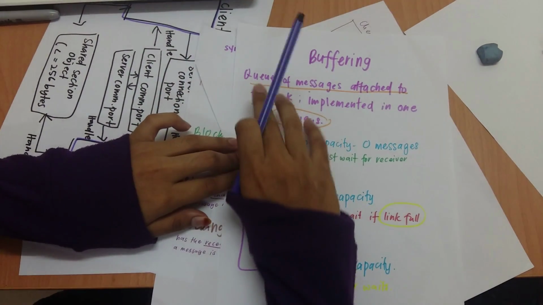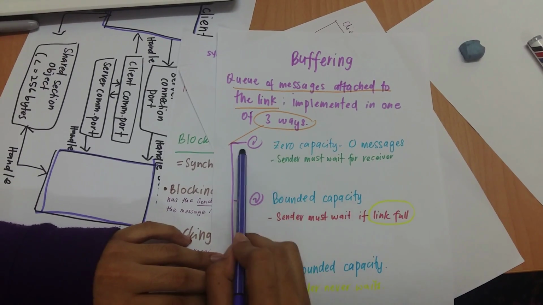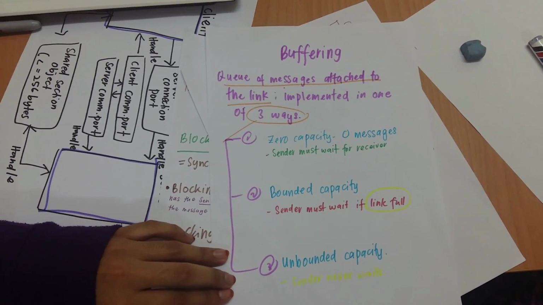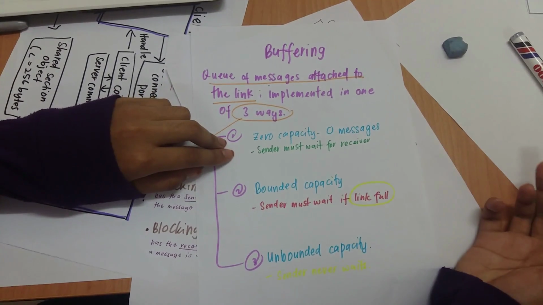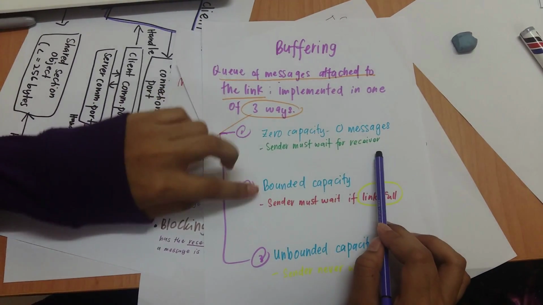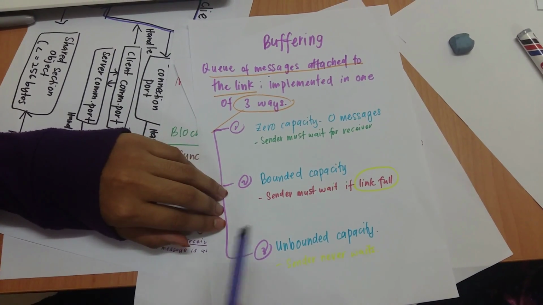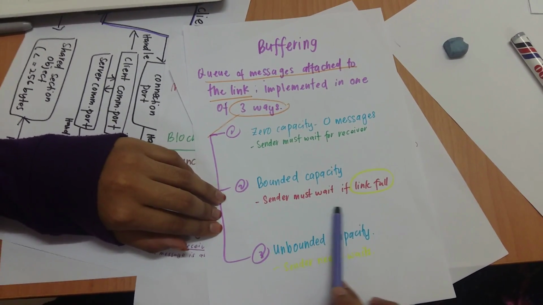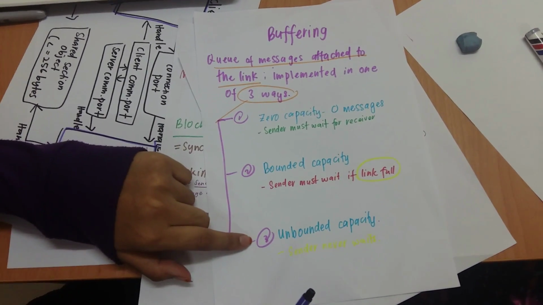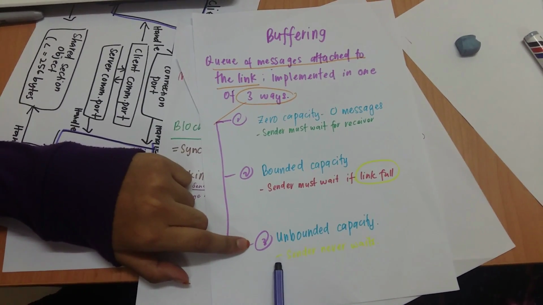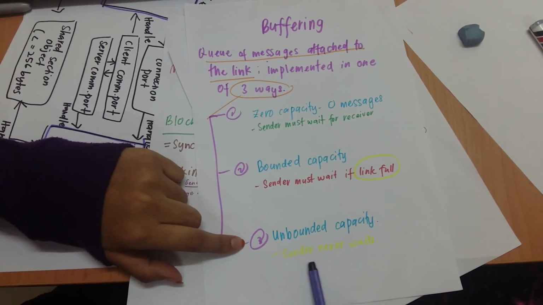Buffering means a queue of messages attached to the link, which is implemented in one of three ways. First, zero capacity, which is zero messages. Zero capacity means the sender must wait for the receiver. Second, bounded capacity, which is a finite length of n messages. Bounded capacity means the sender must wait if the link is full. And lastly, unbounded capacity, which means infinite length. Unbounded capacity means the sender never waits.